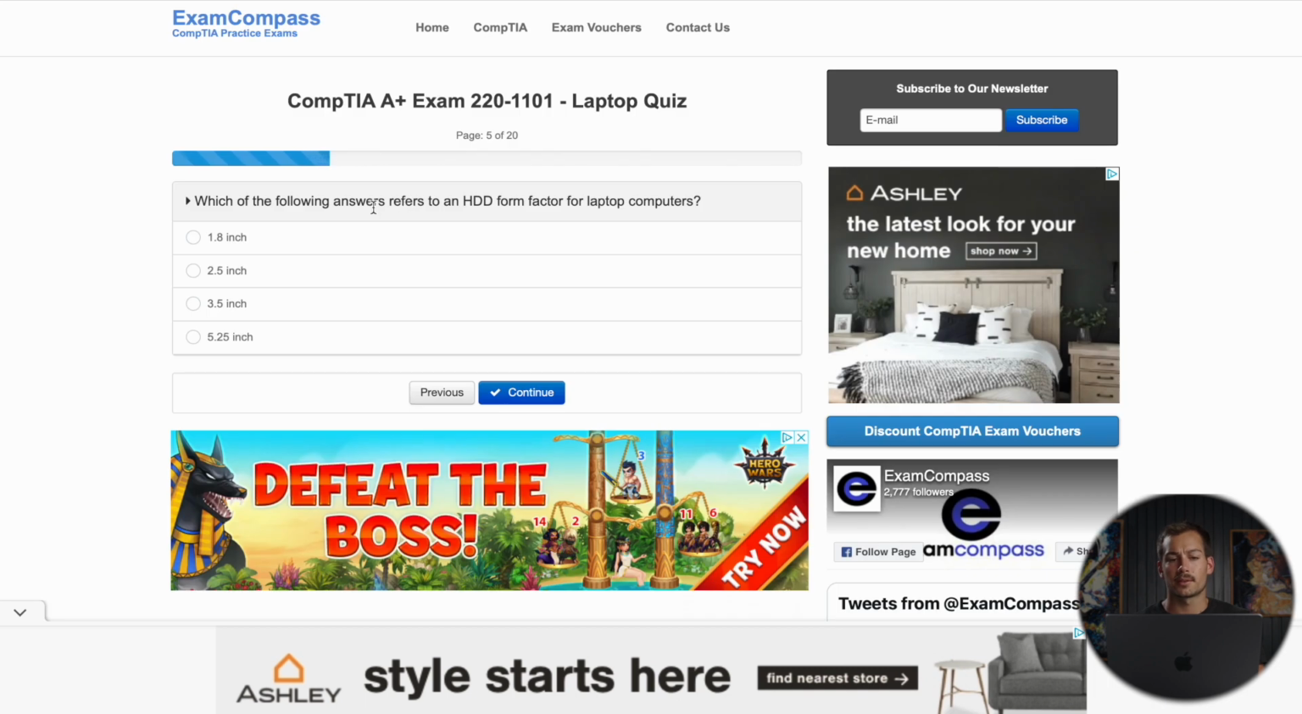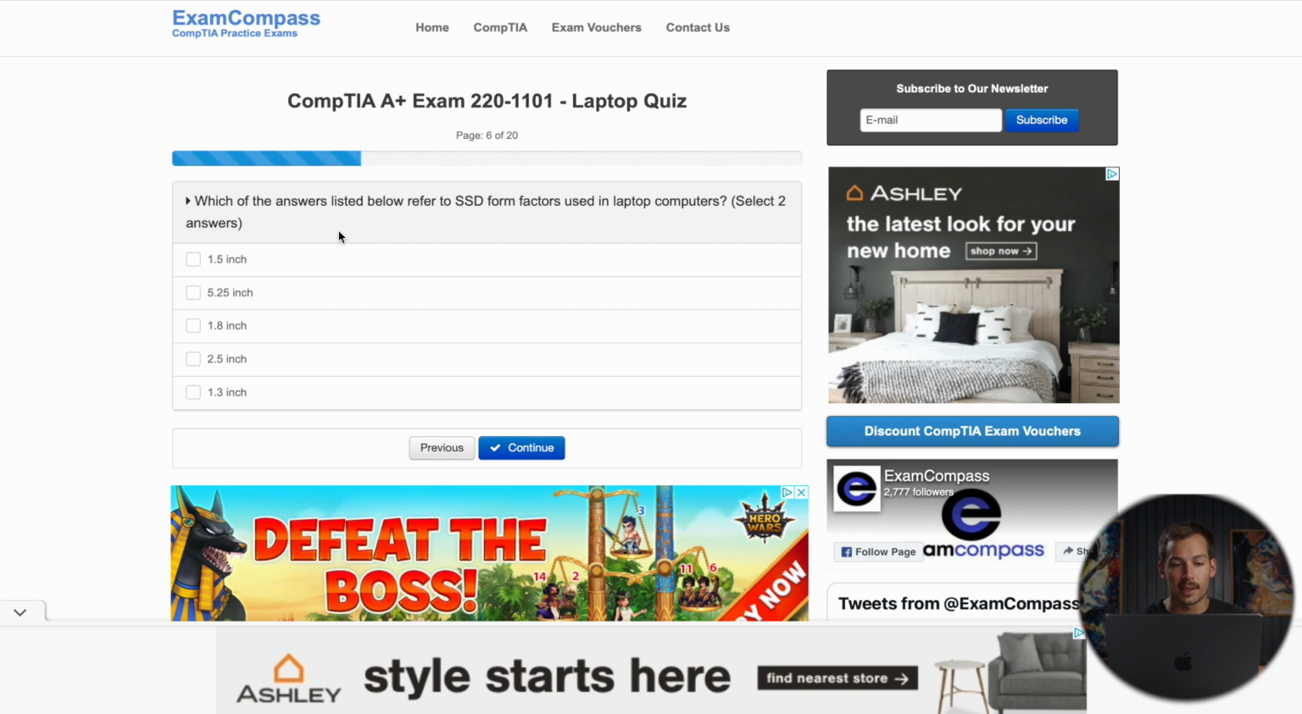Which of the following answers refers to an HDD form factor for laptop computers? Now this is just a case of memorization, essentially. The correct answer here is 2.5 inch. This is the form factor for laptop computers. Which of the answers listed below refer to SSD form factors used in laptop computers?